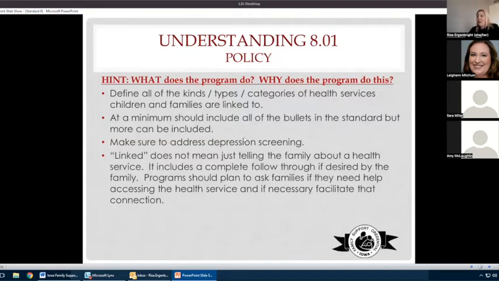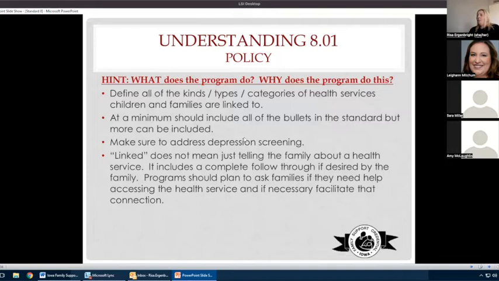Maybe it just means you're sitting with them at the home visit and you call right there with the family, so that you're able to help link things easier that way, whatever that might mean. Definitely though, programs should have a plan in place for helping the family access those health services and then documenting that as well.